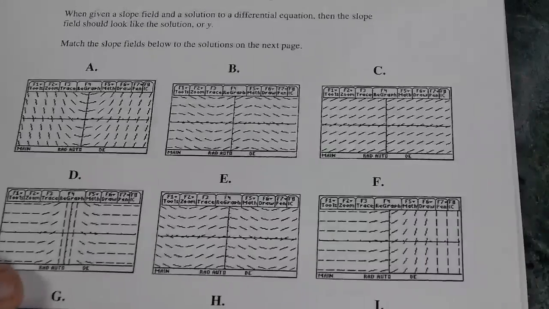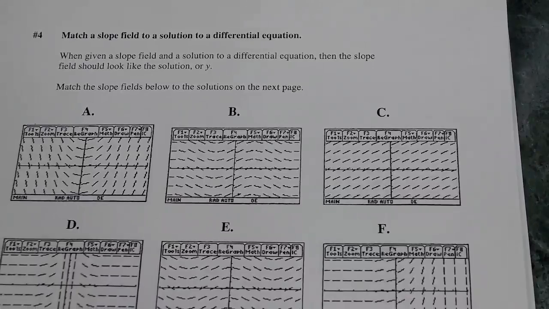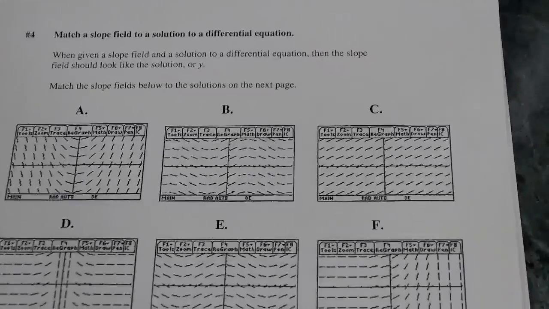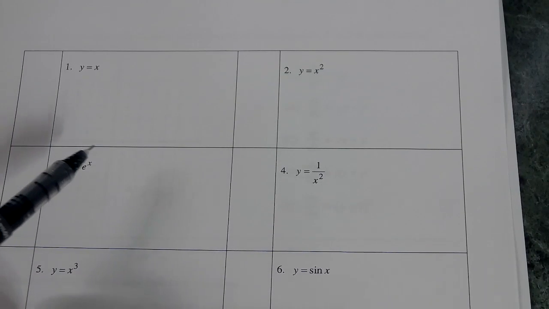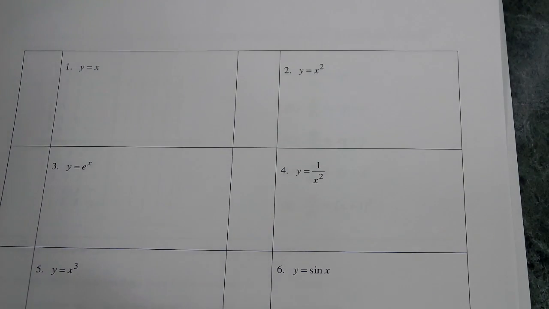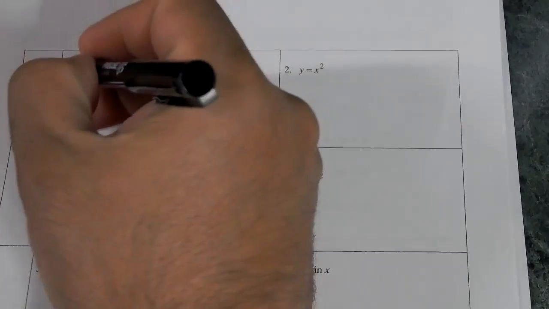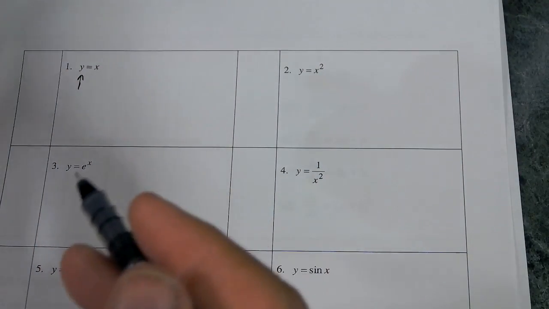And finally, the fourth one is to match a slope field to a solution. So again, here we have these 10, and we need to match this slope field to these solutions. Okay, so remember, this is y, see it? Y is equal to x. Which one looks like y equals x?